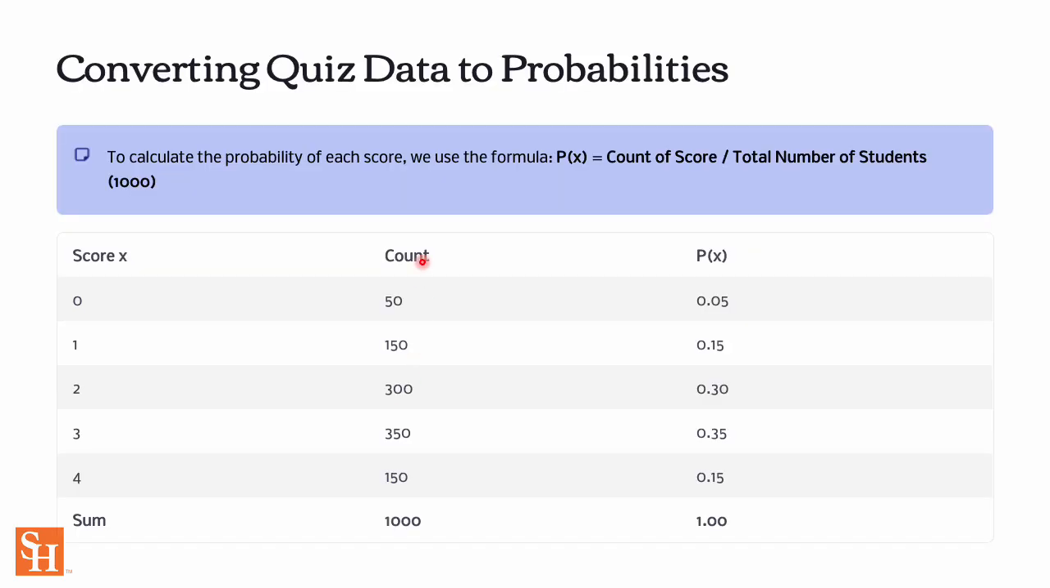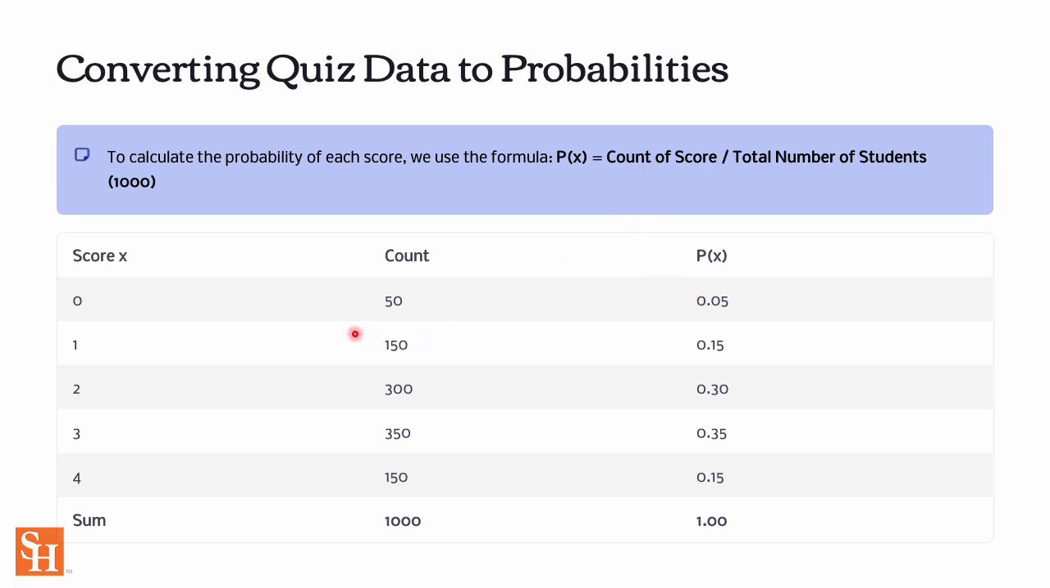So in the earlier slide we discussed that we have this information: the scores and the number of students corresponding to the scores, right? The test scores. And now how can we convert this to probability? We can basically use relative frequency, right?